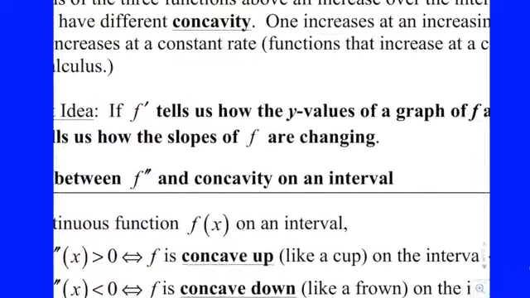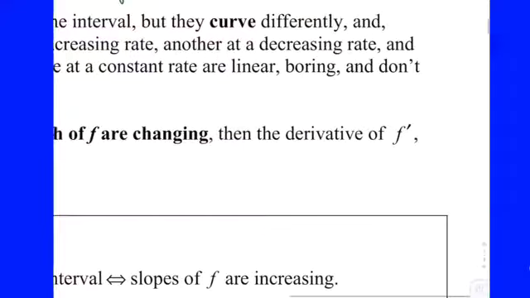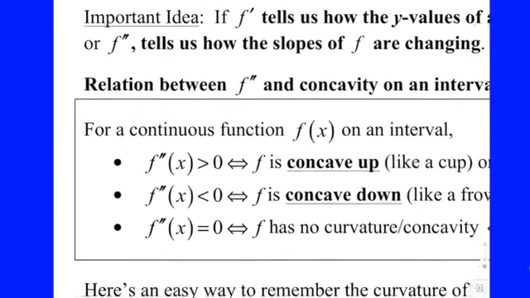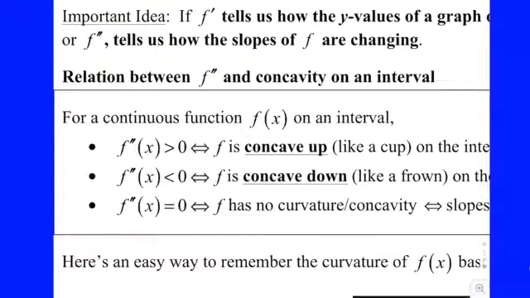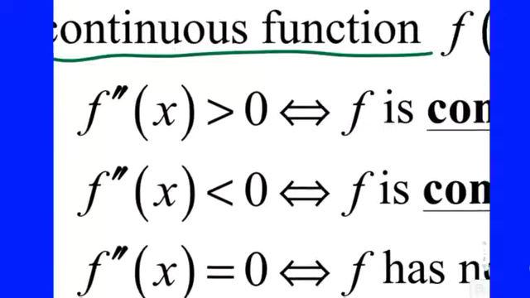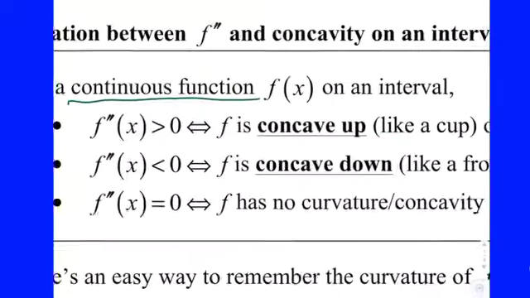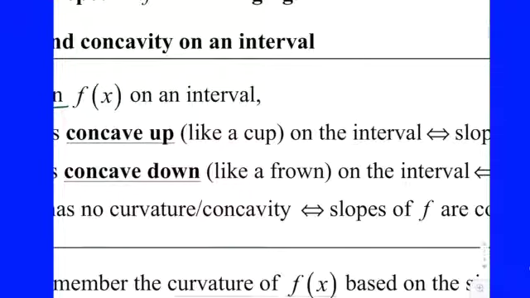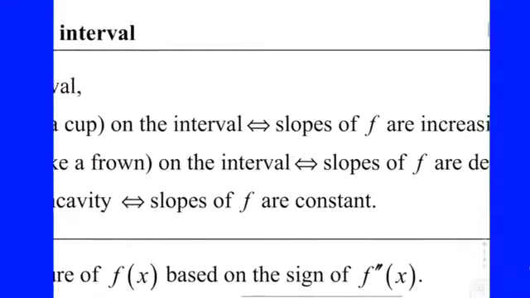Important idea. If f prime tells us how the y values of f are changing, then the derivative of f prime, or f double prime, tells us how the slopes are changing. So here's the relation between the second derivative and the concavity on an interval. For some continuous function again, if the second derivative is positive, we say that the function is concave up like a cup on that interval. So remember, the f double prime tells us about f. It tells us that it's concave up like a cup.